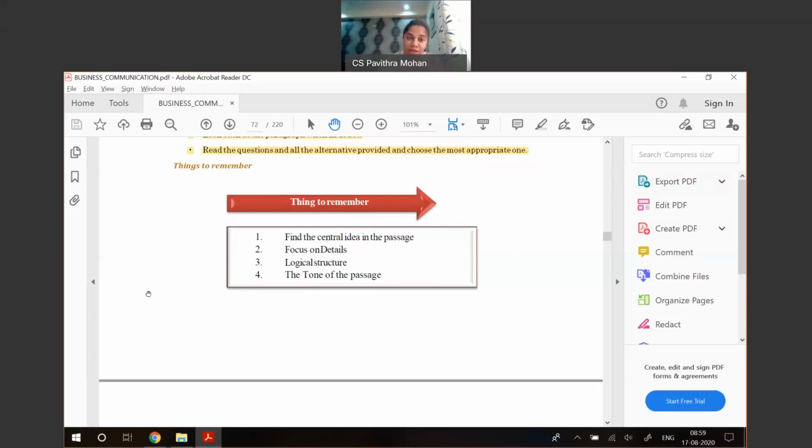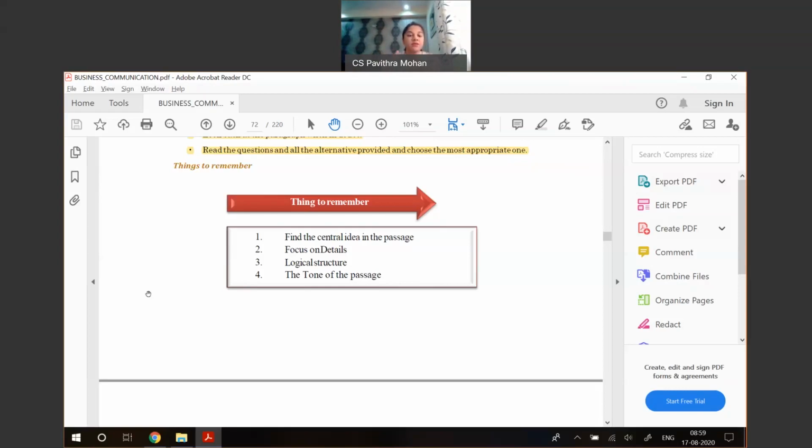Okay, when you start reading a passage, understand what it is about, then focus on the details. Once you know what they are talking about, start focusing on the details given in that particular passage. Then you have to understand logically how it is structured, how it is starting, what things are coming into the picture, what the important items are. So all these things you have to start understanding.